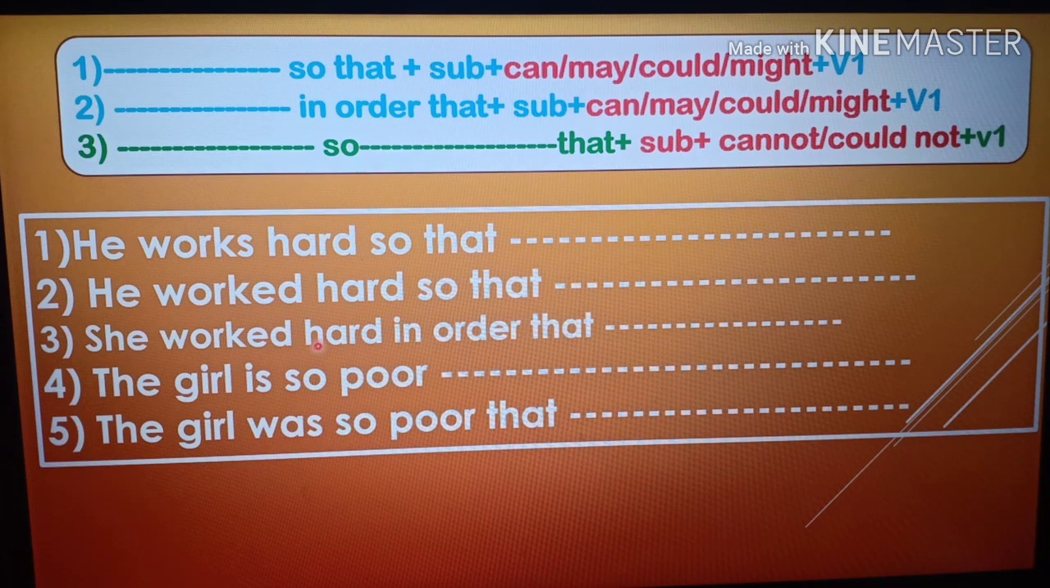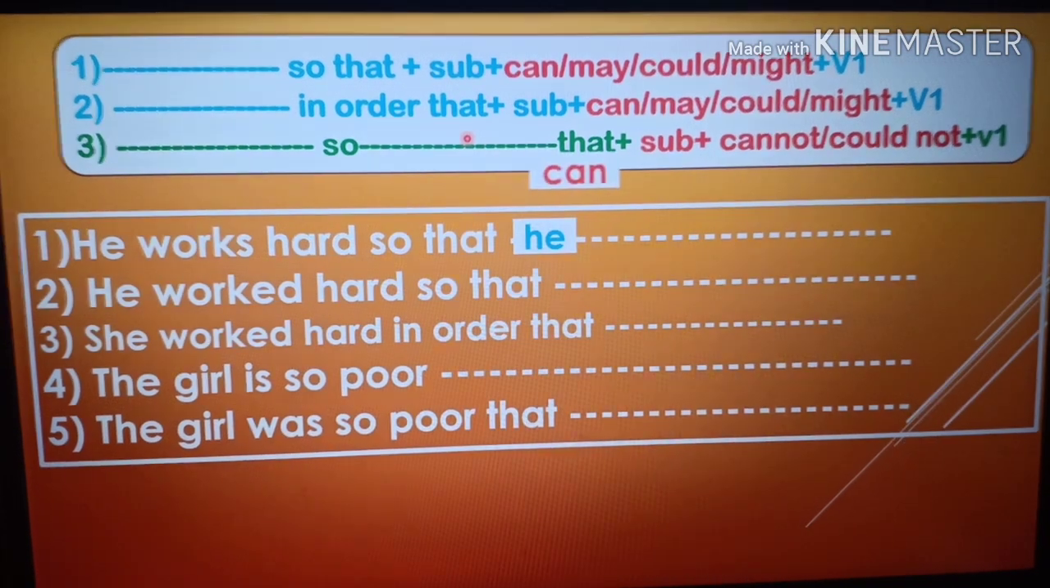So, dear students, you just identify the rules. First one, he works hard so that. That means this is the rule of the first one. After so that, we have to use subject. So, we shall go to the subject, and subject will be he, as the first one is also he. Then we have to use can, may, could or might. Anyone we have to use. As the sentence is in present indefinite, we have to use can or may.